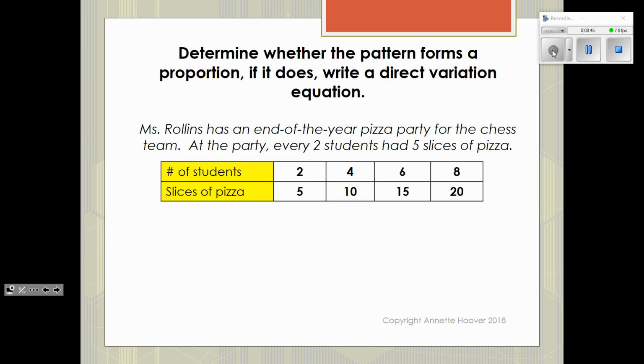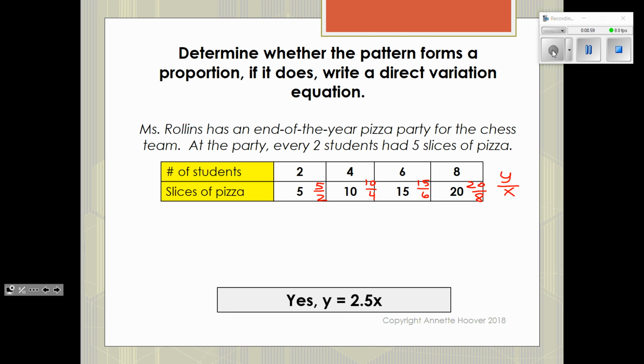So again, let's see if this would work. Here we would have 5 divided by 2, and 10 divided by 4, 15 divided by 6, and 20 divided by 8. You always take the y and divide by the x. If we do that, you'll see that each one of those would be 2.5. 5 divided by 2 is 2.5. This would be 2.5. We have the same slope, same constant change there.